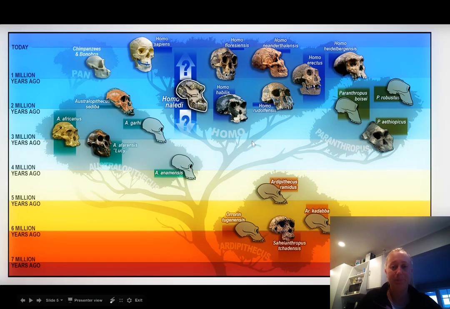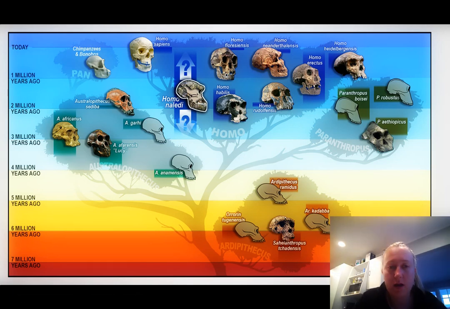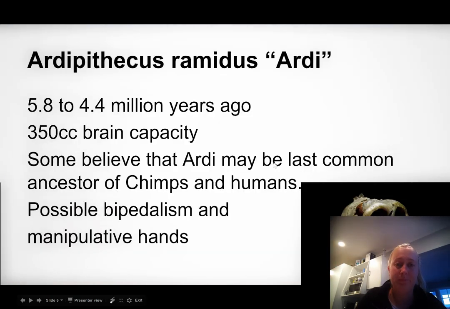So that's kind of what our family tree looks like, and whenever new fossils are found, we kind of add to the tree and make it more bushy. Really, we get all these new branches coming off. Okay, so we're going to start with Ardi.